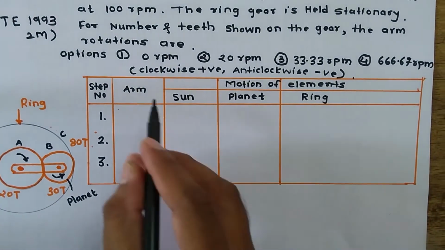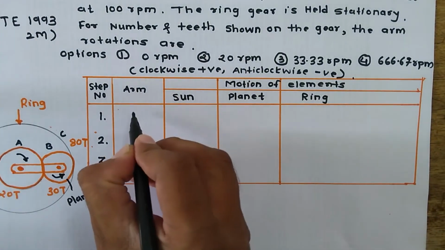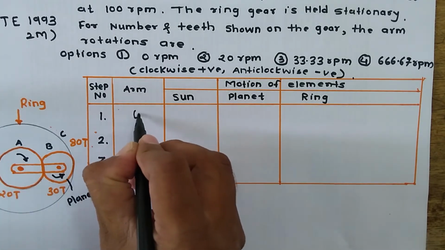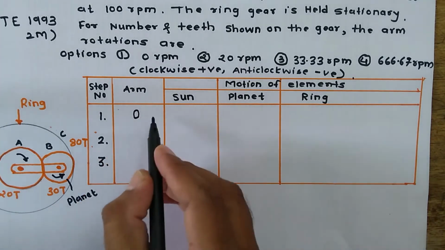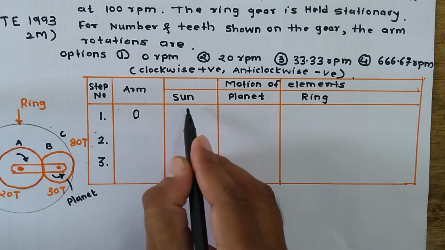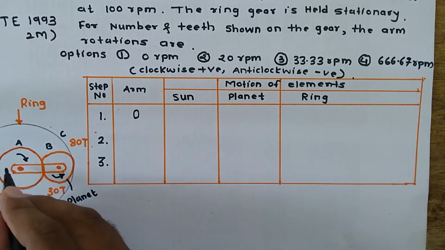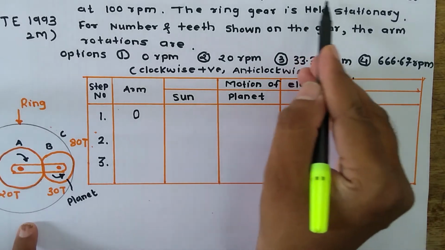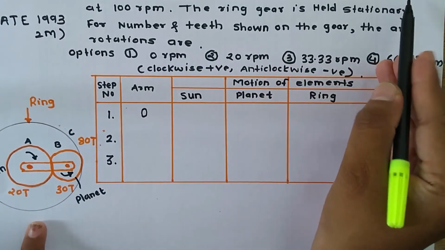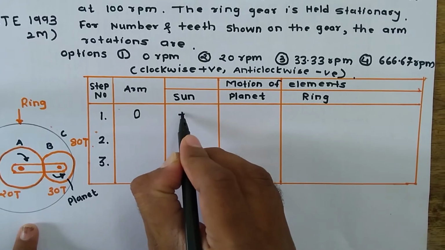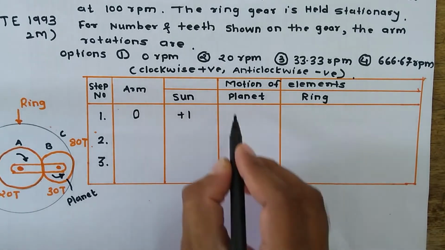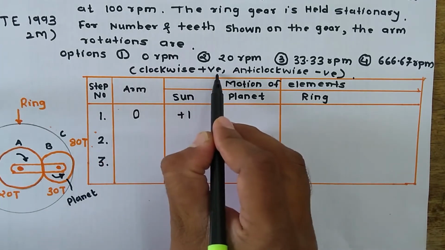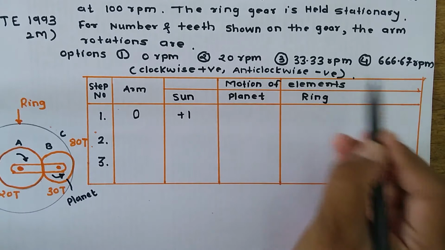Here, first we fix the arm. When we fix the arm, the rotation of the arm will be 0. Next, the sun gear is rotating +1. The sun gear is rotating in clockwise direction, so we are considering clockwise as positive and anti-clockwise as negative.